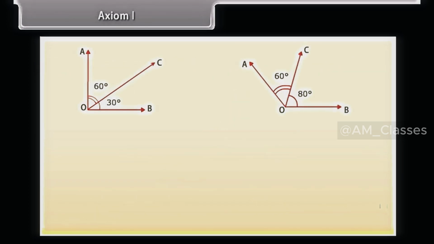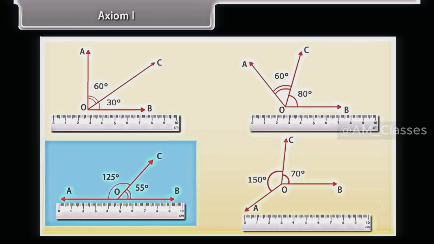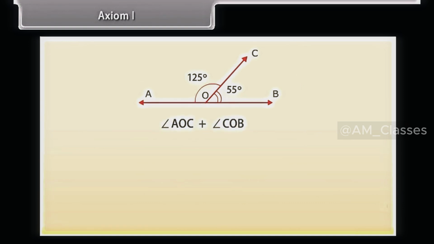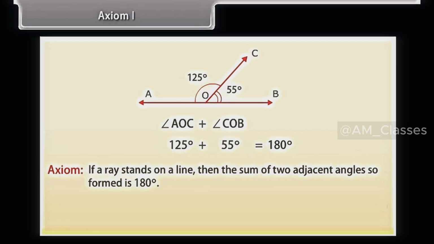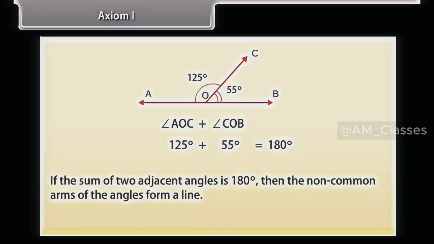Draw adjacent angles of different measures. Keep the ruler along one of the non-common arms in each case. You will find that only in this figure, both the non-common arms lie along the ruler, that is, points A, O and B lie on the same line and ray OC stands on it. Also we can see that angle AOC plus angle COB is equal to 125 degrees plus 55 degrees, which is equal to 180 degrees. From this we may conclude that this statement is true. And we can state it in the form of another axiom, which is, if the sum of two adjacent angles is 180 degrees, then the non-common arms of the angles form a line.